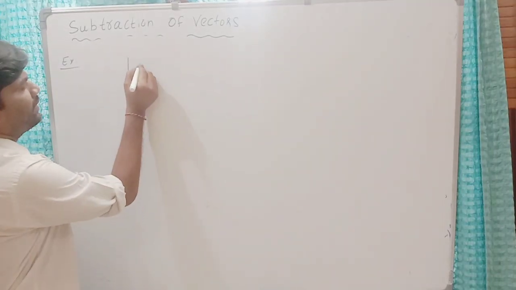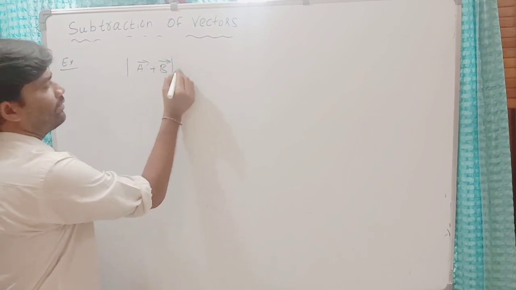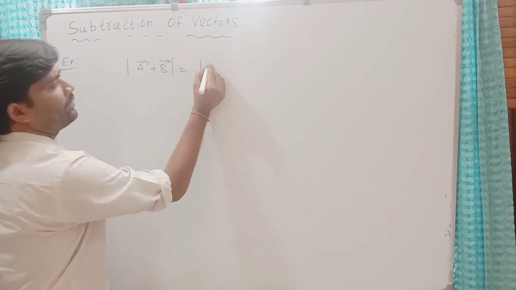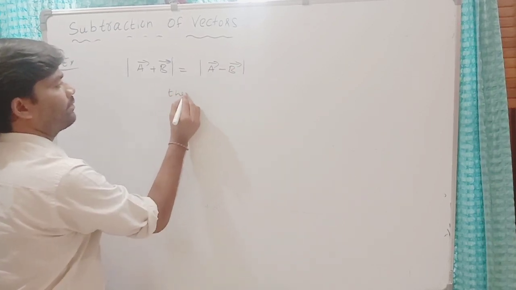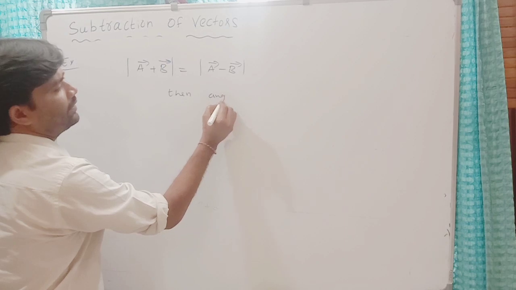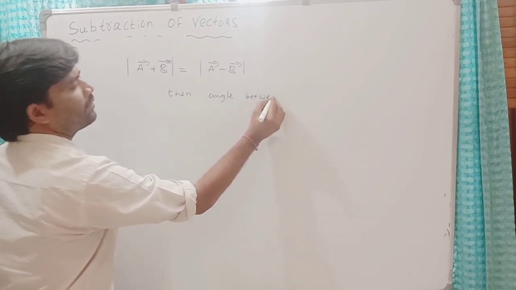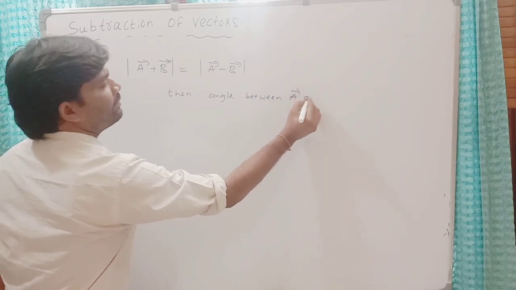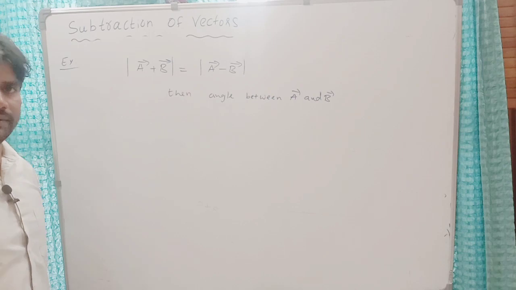If magnitude of A plus B is equal to magnitude of A minus B, then the angle between A and B vector is? Find the angle between A and B.